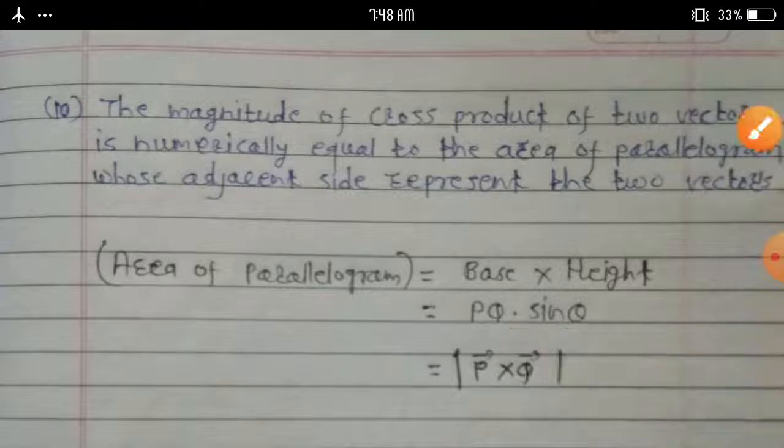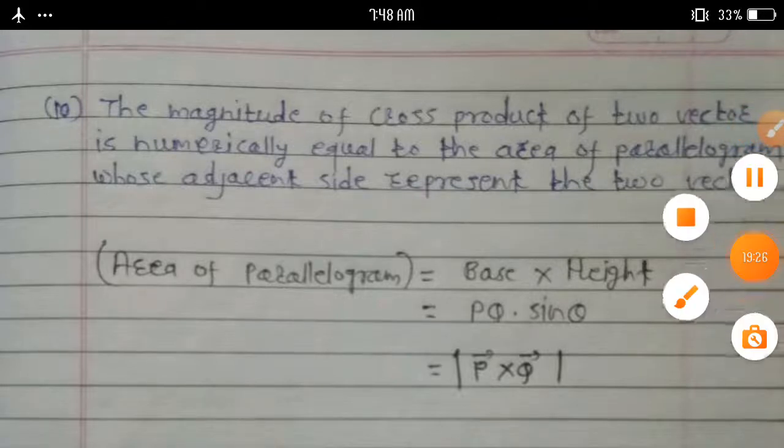In this way we complete this topic, the vector product of two vectors. Today we stop here. Thank you.